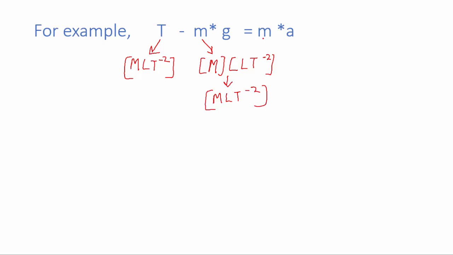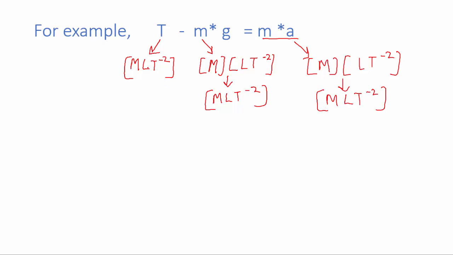Now let's check the dimension of this term. For mass it's M, and for a it's acceleration, so we use the same dimension LT^-2. So this will give us MLT^-2 as well. You can see all terms have the same dimension.